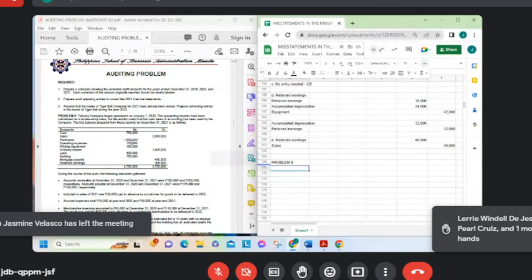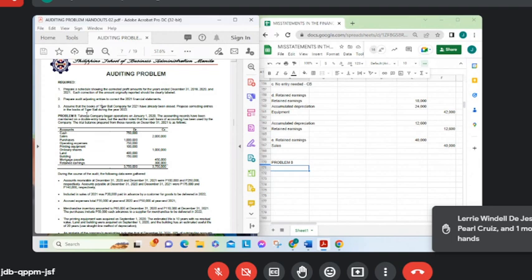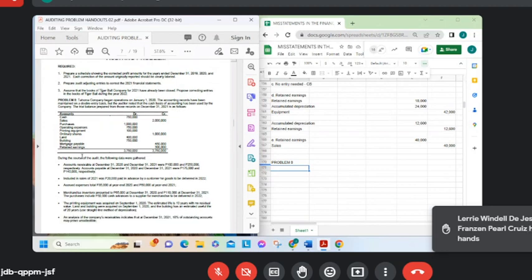All right, so you were provided with the trial balance, no? Prepared from those records on December 31, 2021 as follows. So during the course of the audit, the following data were gathered.